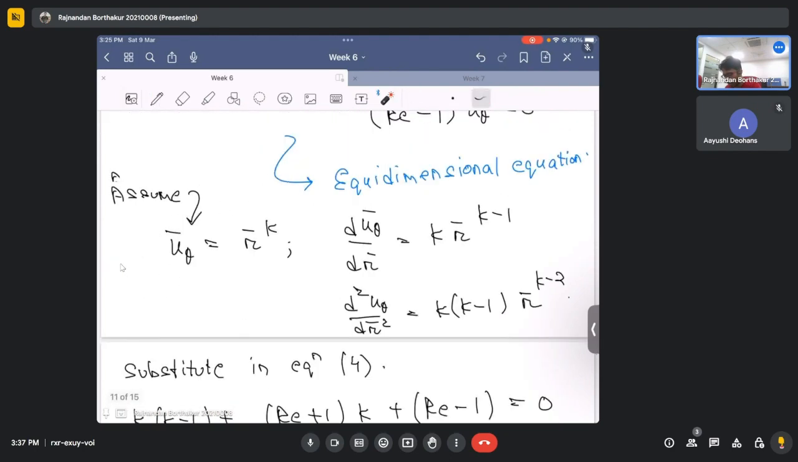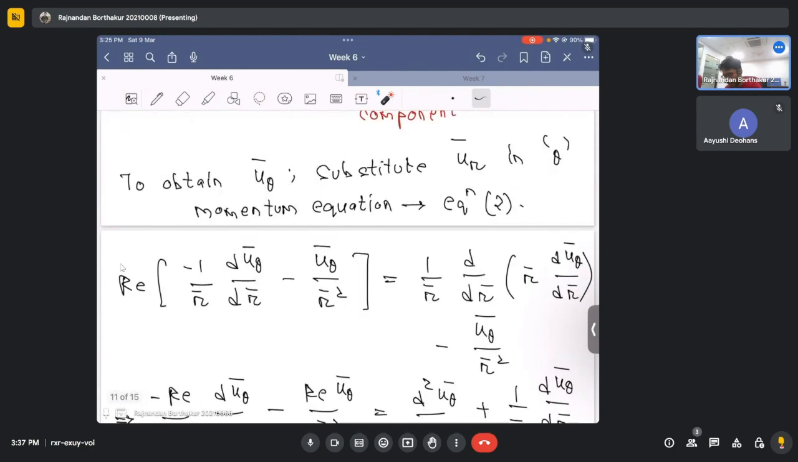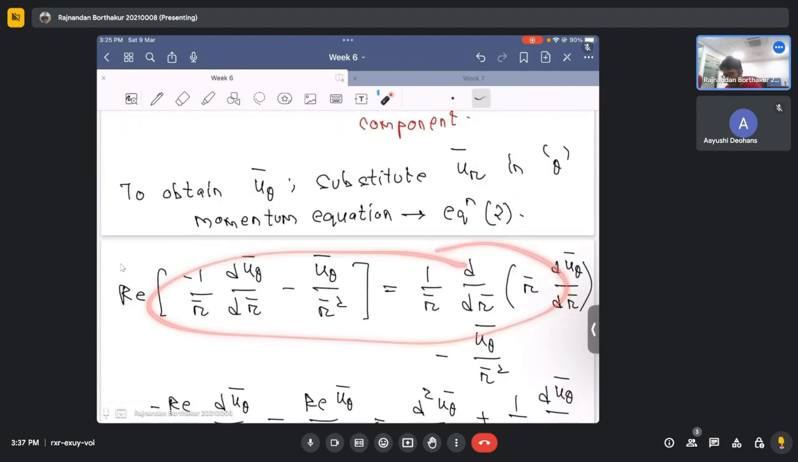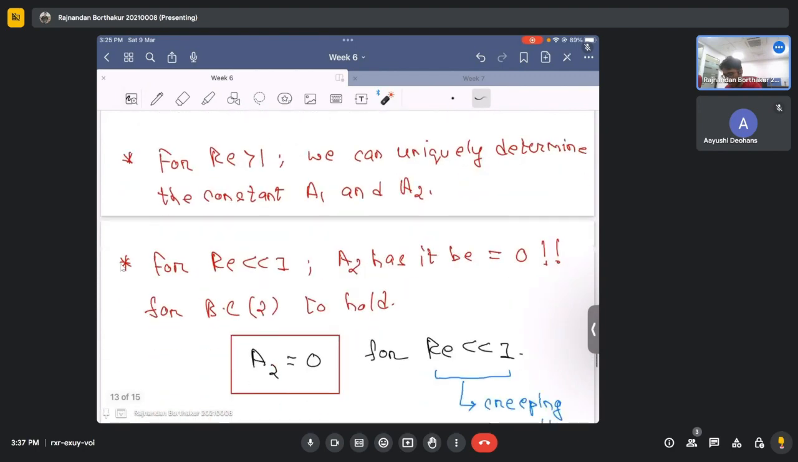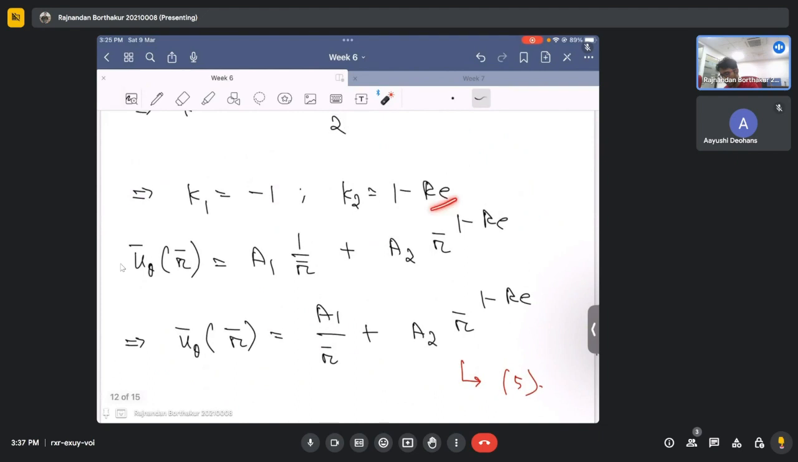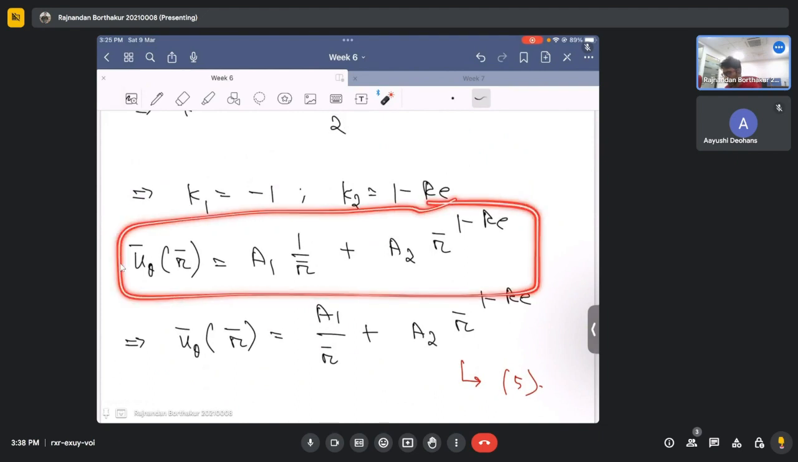So we solved the theta momentum equation, which is basically this. And then we solved the equidimensional equation to find u theta, and u theta came out to be something like this. That's exactly what I wrote here.